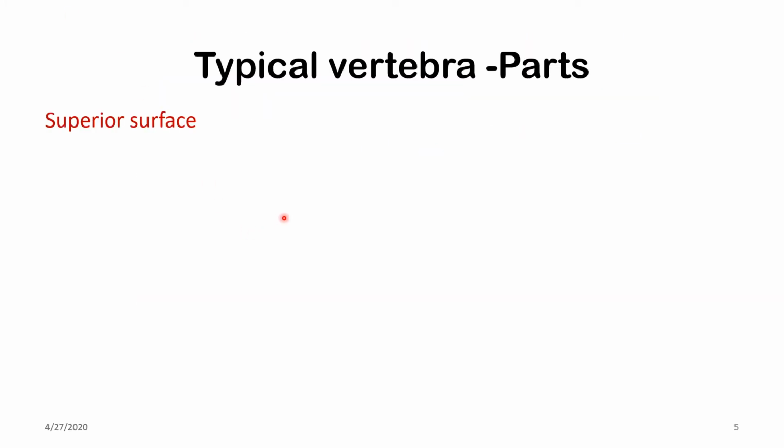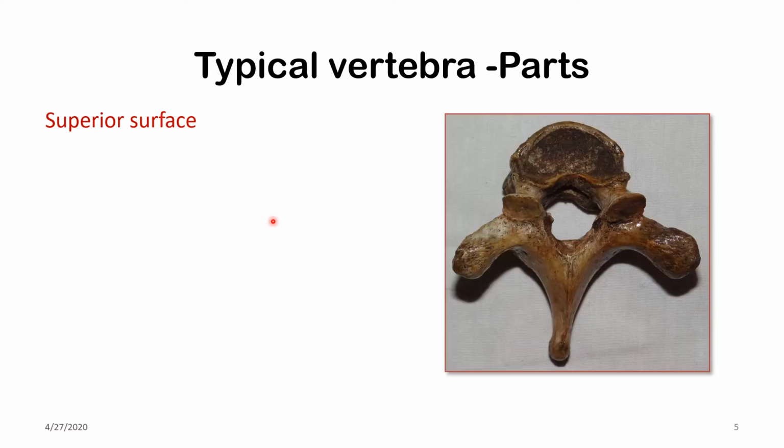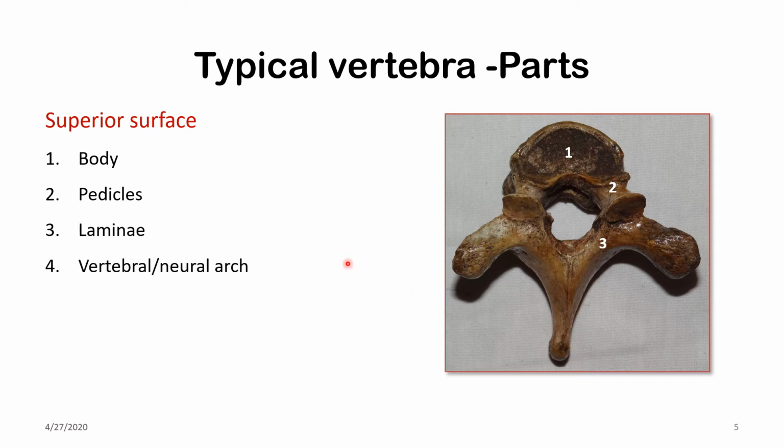Now, let us see the parts of a typical vertebra. This is the superior surface of the vertebra you are seeing, and let us see the parts. One is the body. Observe it in the figure. So now you could identify the body of a vertebra. Then, where are the pedicles? This is the place where you can see the pedicles. Then the laminae. These are the two laminae which are fusing and forming the spine.